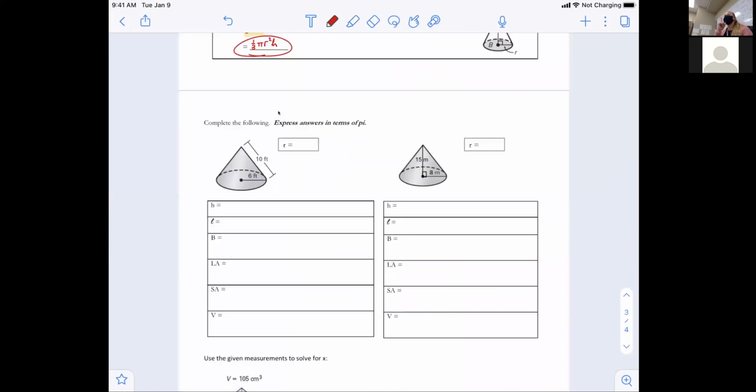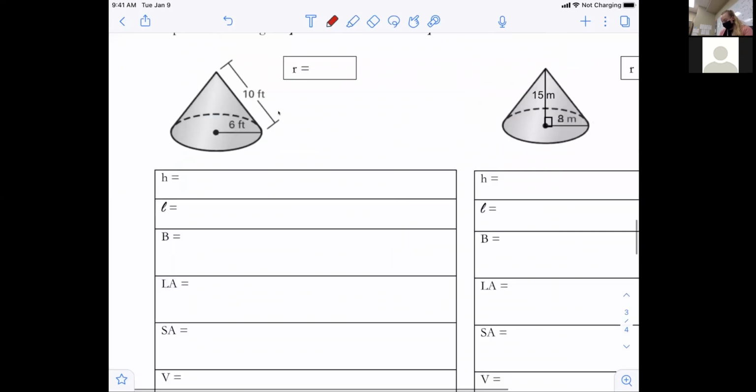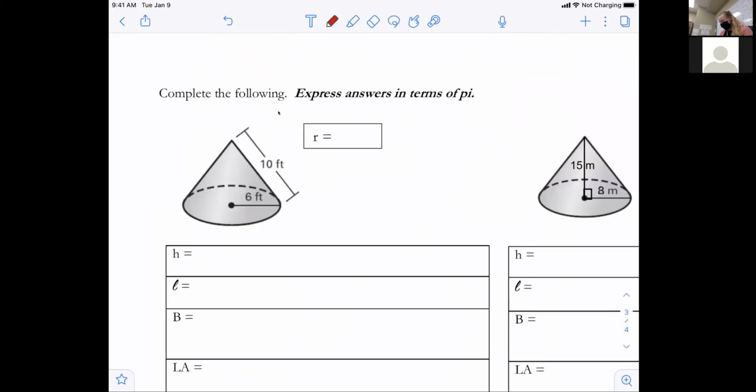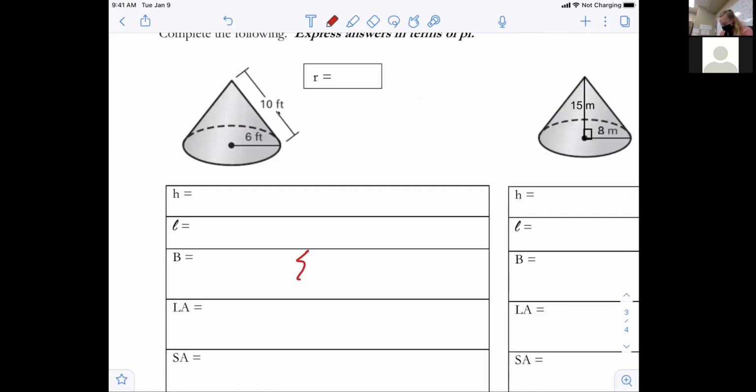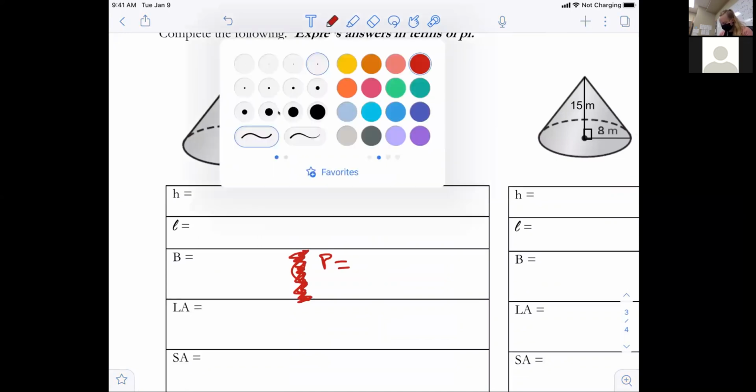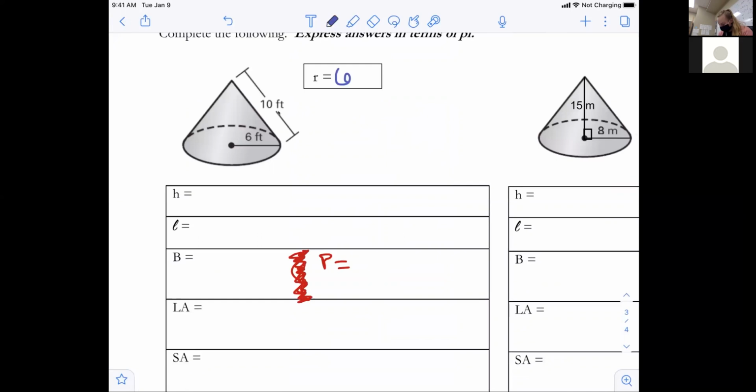I'm going to do one example with you, and then I'm going to be quiet, and I want you to try this example, okay? So I've got this. Complete the following, expressing my answers in terms of pi. It does not list P here, but I am going to solve P right there. What's my radius of this picture? 6. Do I know my height yet? No, I don't know my height. I do know my slant height though. What's that? 10.